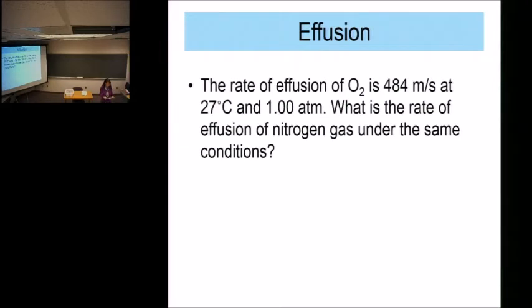Yeah. What did you get for your answer? 517. Very good. So 517 meters per second is the answer to that equation. That's the speed of the nitrogen gas. Well, doesn't that make sense, though? Which is heavier, nitrogen or oxygen? Oxygen. So it should be moving slower, and it is slower, right? Okay, so we're going in the right direction.